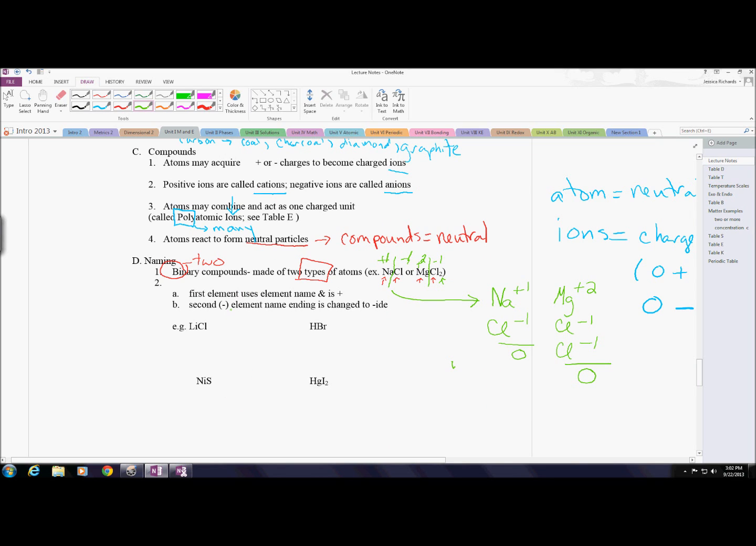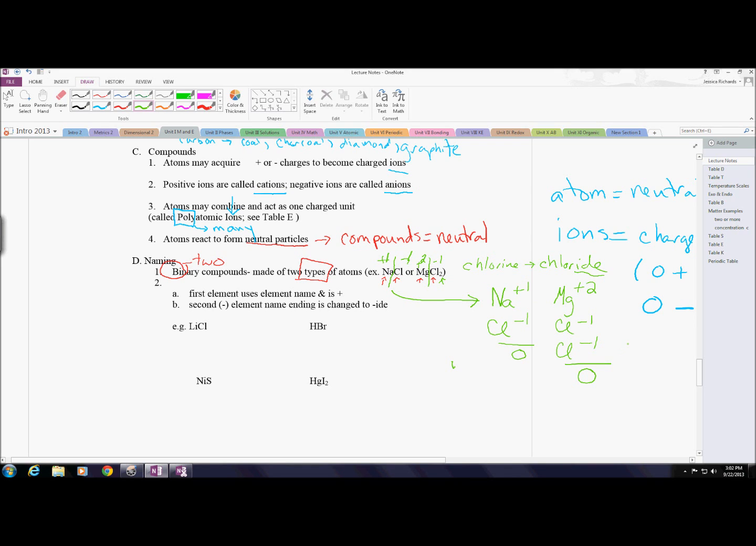The second element, which is your negative one, gets its name changed to -ide. So Cl is chlorine, so chlorine is going to become chloride. Fluorine becomes fluoride. Oxygen becomes oxide. Nitrogen would be nitride. Iodine becomes iodide. We just change the ending to -ide. When you see this -ide ending, that's usually a tip that you're talking about a negative ion.